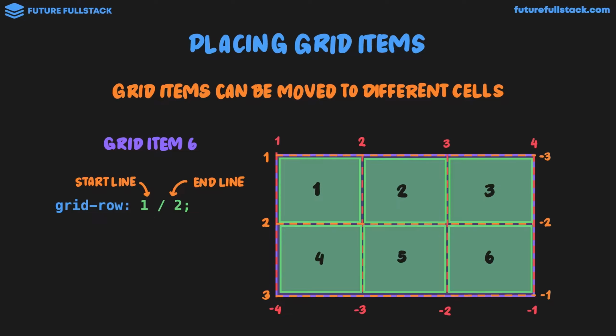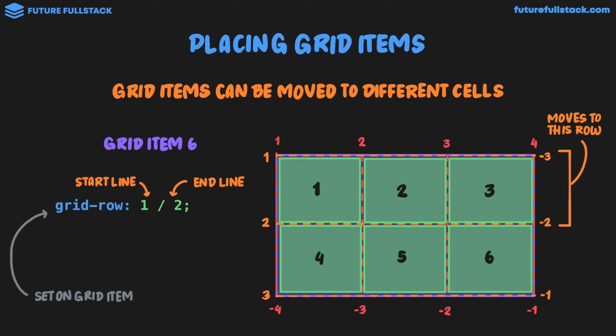Importantly, grid row is set on the grid item, that is specifically on grid item 6. So by setting this, grid item 6 moves to this row. That's because this row starts at 1 and ends at 2. You can see those numbers on the left edge of the grid container. So what happens is that grid item 6 will now move here. And by default, it's always going to go to the first column. But it's now positioned in the grid row defined by the start line of 1 and the end line of 2.